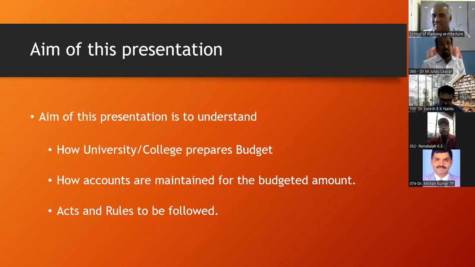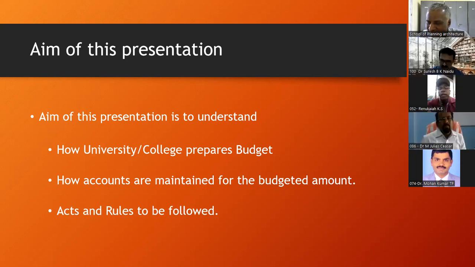Yes, sir. One more question, sir. I am Renukaya from PS College, Mandya. My question is, some colleges are collecting donations in addition to the fees. So how are they going to maintain that donation amount, sir?